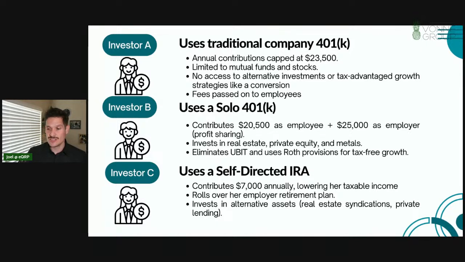They are limited to mutual funds or stocks that are associated with their company 401k. There's not a whole lot of diversification. Of course, within those stocks or those mutual funds, there are some different asset classes within there, but there's nothing like having direct ownership or equity in an opportunity that you find in the alternative asset space, just like what Davon offers. Going back to Investor A again, they really don't have that access to alternative investments, nor do they really have tax advantaged growth strategies like a conversion.